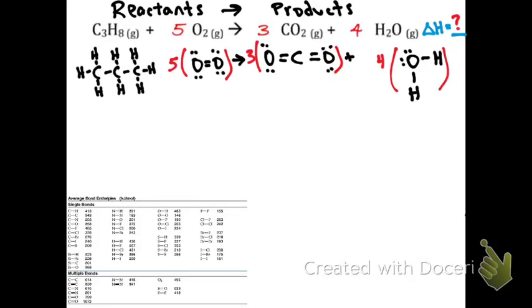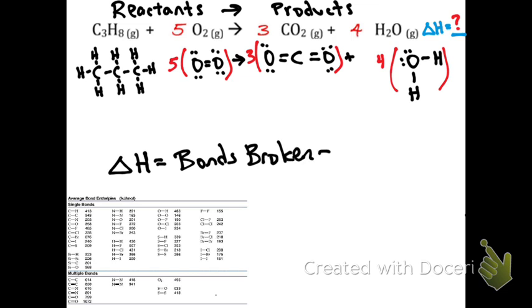We can find the delta H for this chemical reaction by using this table of average bond energies. The idea behind all this is that you can always find the delta H for any reaction if you have the bond energies. The delta H is going to be the total of the bonds broken, minus the total of all the bonds formed.